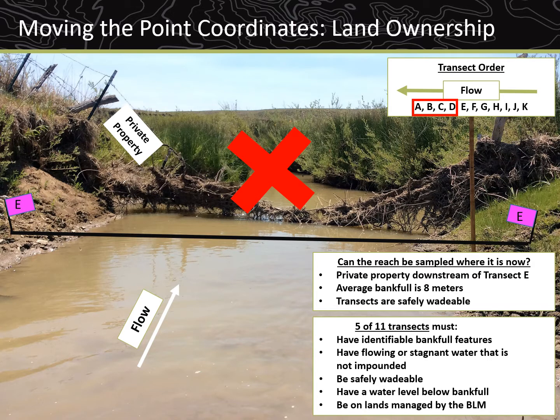No, the reach must be moved to allow transects A through D to fall on BLM land and no further. Points should be moved as little as possible and only just enough to meet the criteria. Keep in mind that determining land ownership is not always this easy, so maps that show land ownership should always be carried in the field.